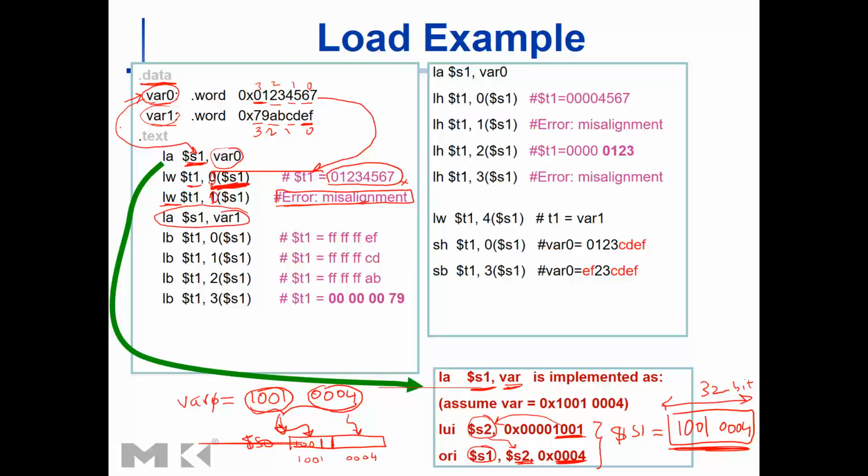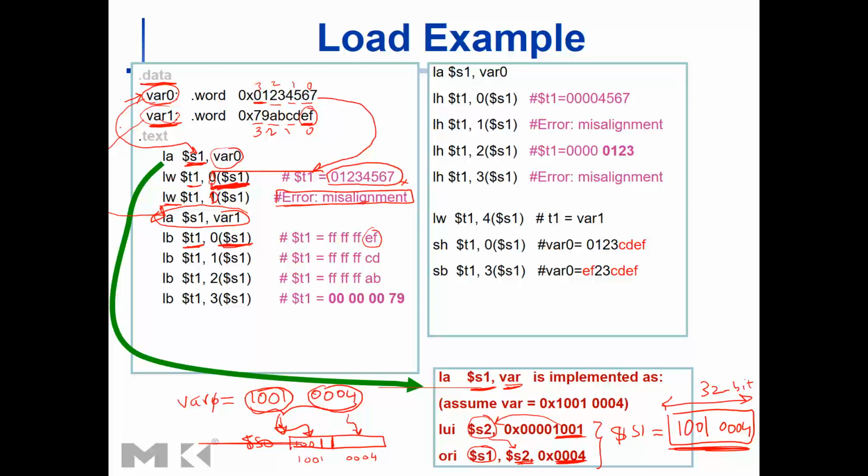Now, var1, which is this one here, into S1. Now, then I would like to load from S1, which is this word here, with a displacement of 0. So I will load a byte, which is EF. So EF, I will load it into what register?